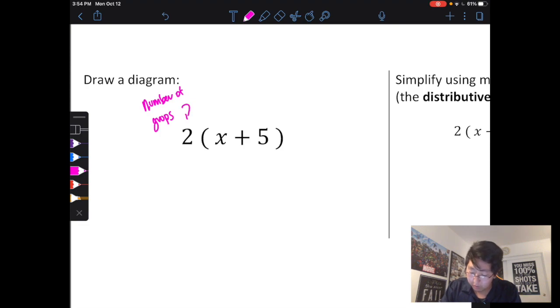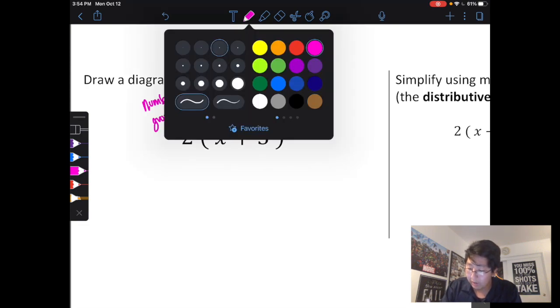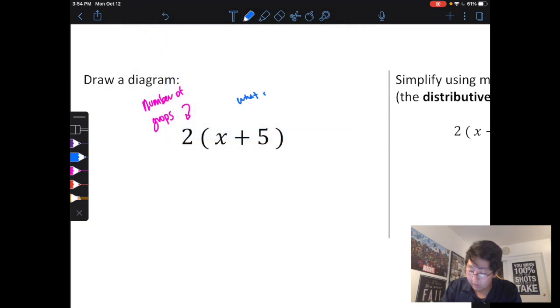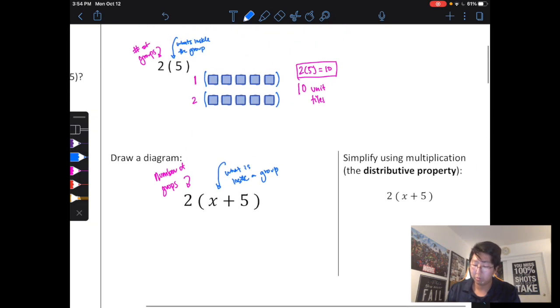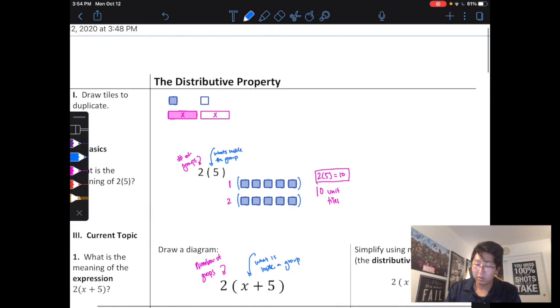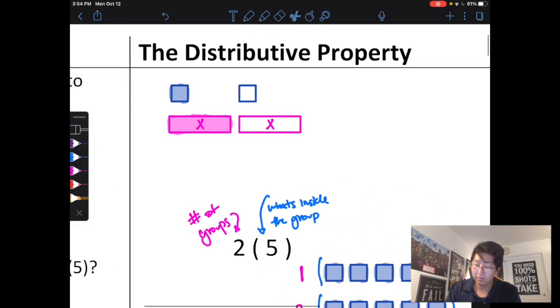Number of groups right here. And whatever's inside the parentheses, that's what is inside a group. That's whatever's inside the parentheses. So we're going to need two groups of x plus 5. Now, I'm going to go ahead and copy the x tile.